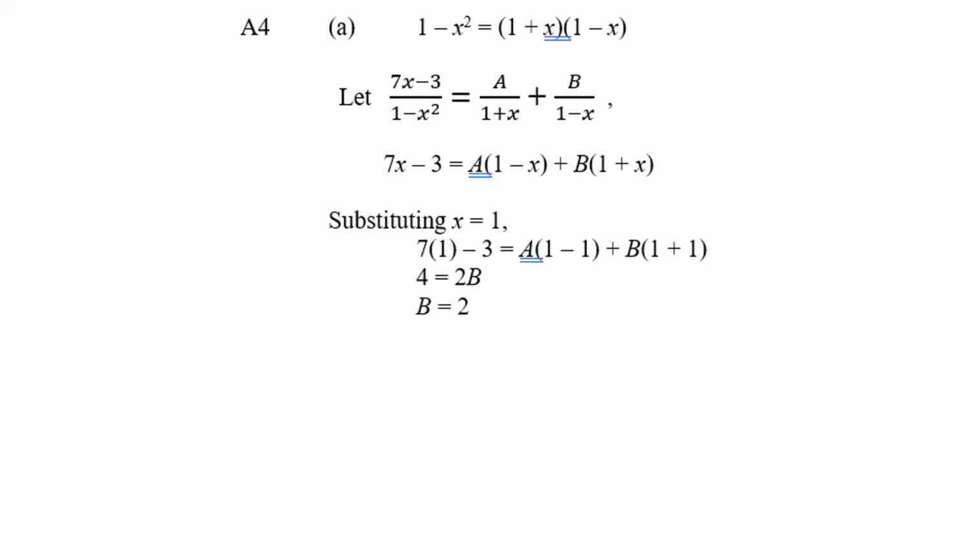So next thing what I want to sub in, I want to make b disappear lah. So 1 plus x equals 0. X I sub as negative 1. So sub in already, the b will be multiplying with 0. So you can solve easily.